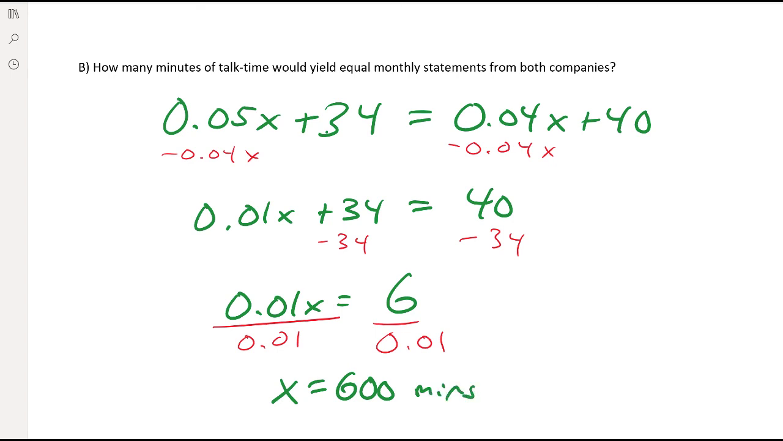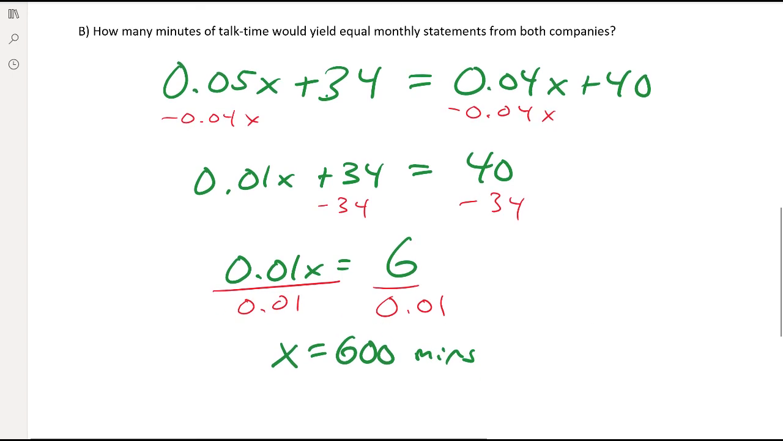That's telling us that when we have 600 minutes of talk time, both of the bills for Company A and Company B will be the same.